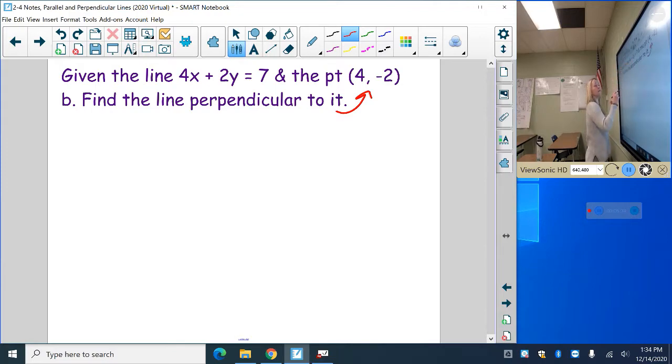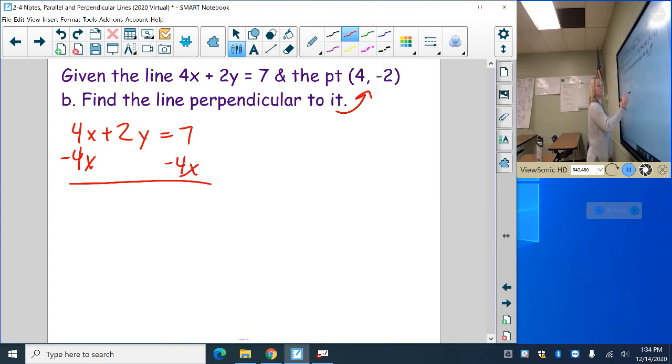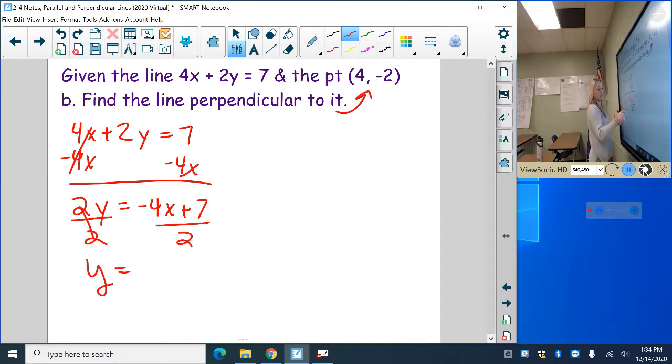First thing I need to do is solve that for y. So I have 4x plus 2y equals 7. To solve for y, I'm going to subtract 4x. So I have 2y equals negative 4x plus 7. Divide by 2. So I have y equals negative 2x plus 7 over 2. What is the slope of this line? The slope is negative 2.